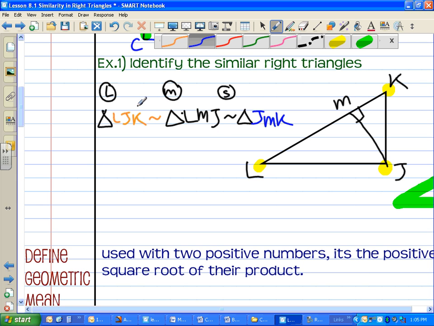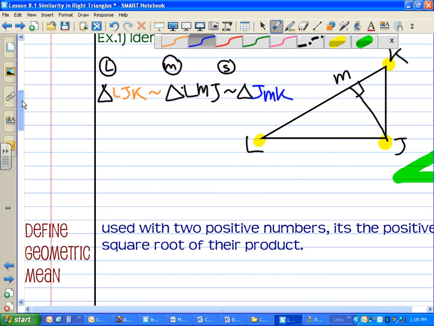That's all I want you to do. Basically, we're setting these up in the right order. L, J, K, L, M, J, and J, M, K. This is hard, guys. Believe me, especially if you're not good at seeing stuff in your head and picturing stuff.